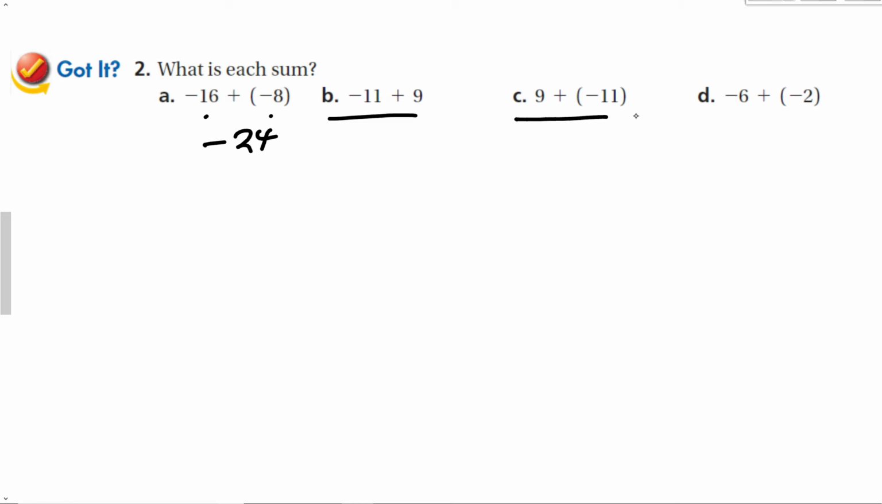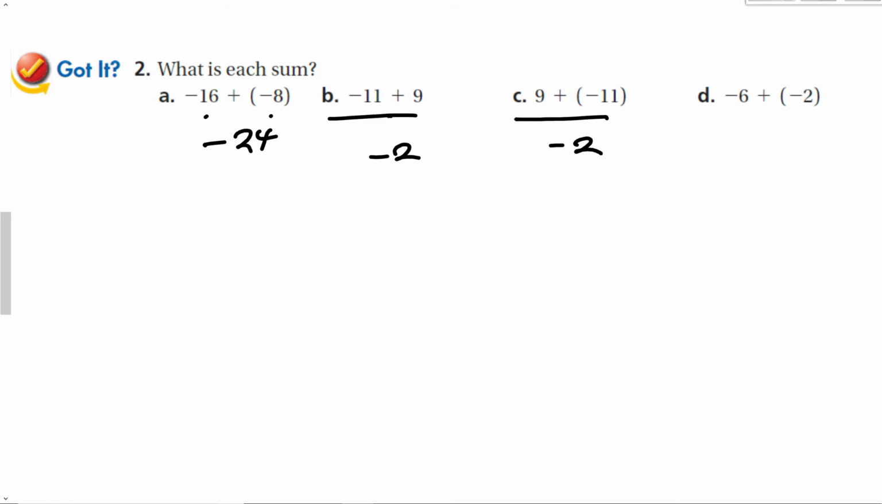Look carefully at B and C. They sort of represent a property that we might have been familiar with because the things are reversed. Kind of looks a little bit like the commutative property. And it is actually a representation of the commutative property, and we'll see that a little bit later. So in this first one, B, we have negative 11 plus 9, which means that I'm going to subtract them, and the sign is going to be negative, so this is going to be a negative 2. As is that one, also a negative 2.